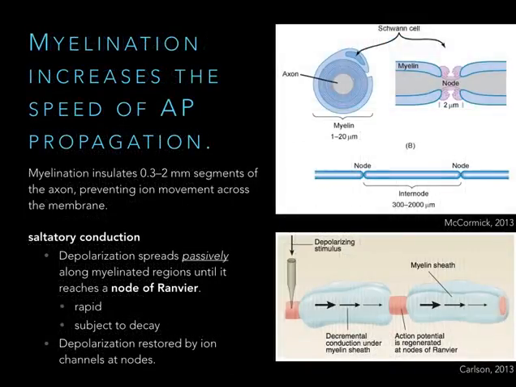Now let's not forget our myelin here. All right, now we know what an action potential is. It's just that positive membrane potential. How does it move down the axon?